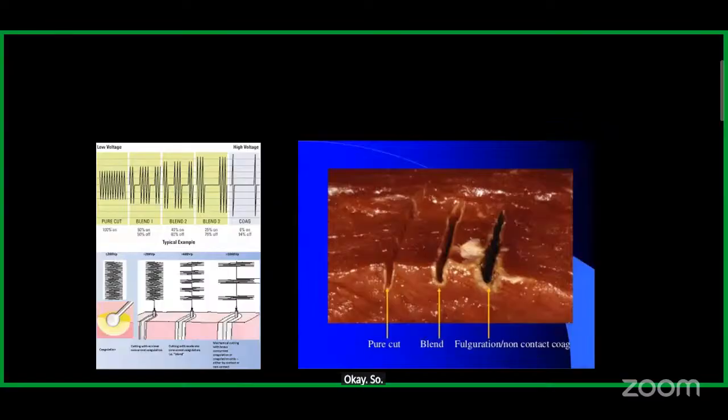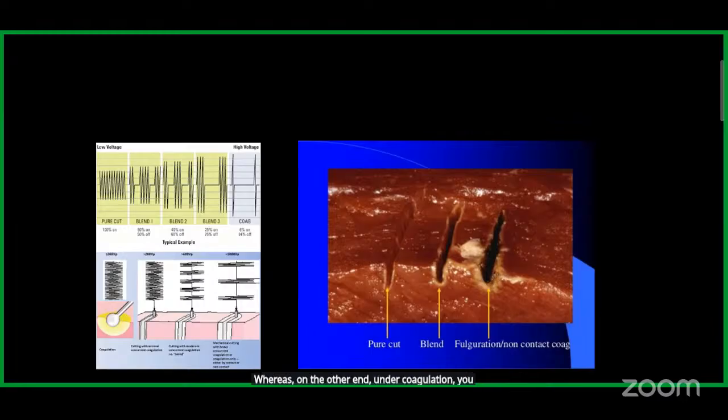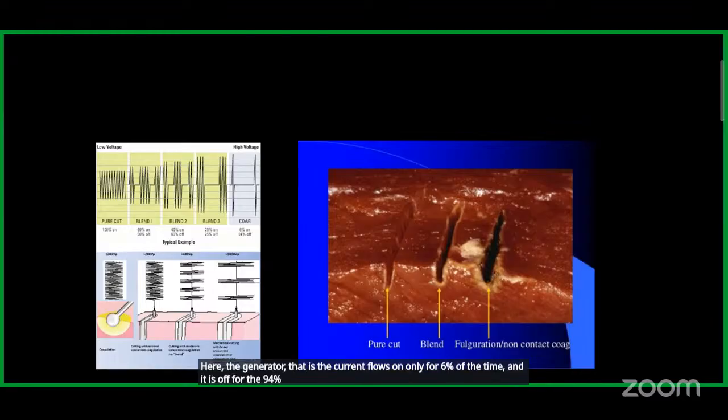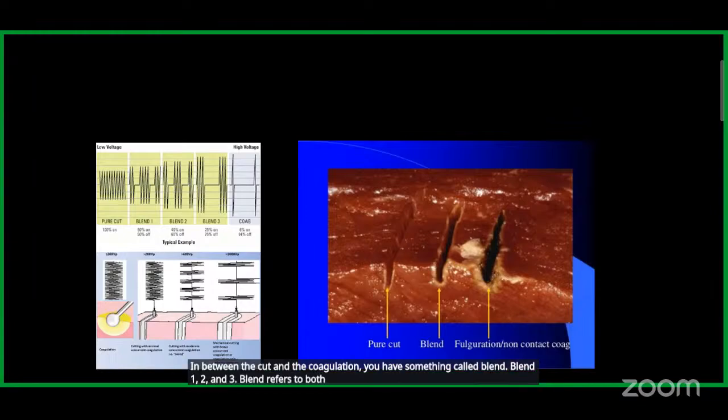You can see in this picture how cut and coagulation work in a monopolar. In the left picture, you can see that in pure cut, there is passage of low voltage and high frequency current. The generator is 100% on. Whereas on the other end, under coagulation, there is discharge of high voltage, low frequency current. Here, the current flows on only for 6% of the time and is off for 94% of the time. In between the cut and the coagulation, you have something called blend: blend 1, 2 and 3. Blend refers to both cutting and coagulation.